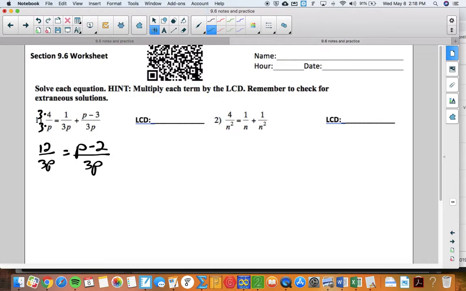And now because we have that common denominator, I can just set the numerators equal to each other. 12 equals p minus 2, so I can add 2. So I get p equals 14.